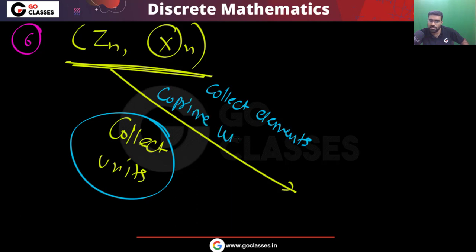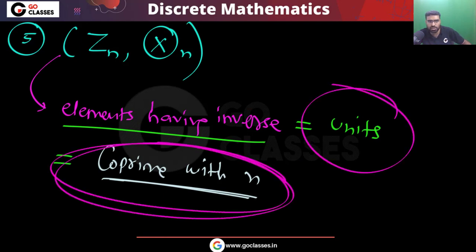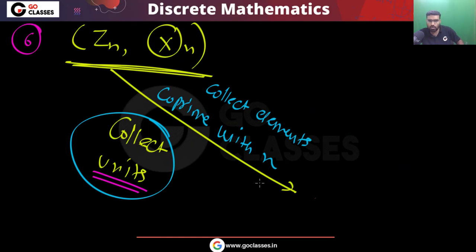Which are co-prime with n. So if you collect elements which are co-prime with n, then basically you are collecting the units, because elements which are co-prime with n are called units. These elements will have an inverse. So when you collect the units, you will get this group Un.